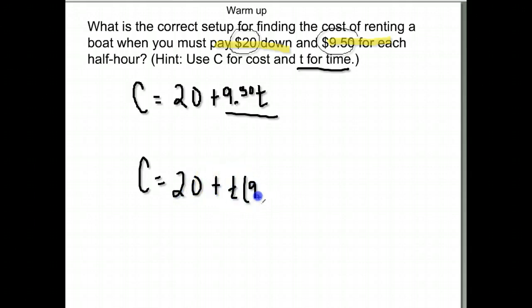You could write it this way also: 20 plus T times 9.5, or 20 plus 9.5 T. Either of those will work. The one thing you'd want to be really careful about is when you're actually using the formula, remembering that T, your time, is each half hour.